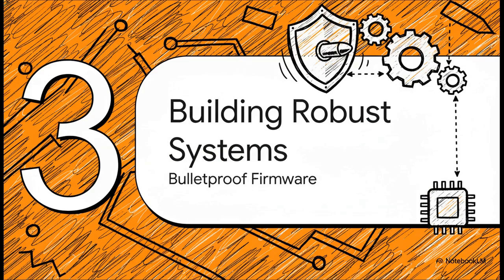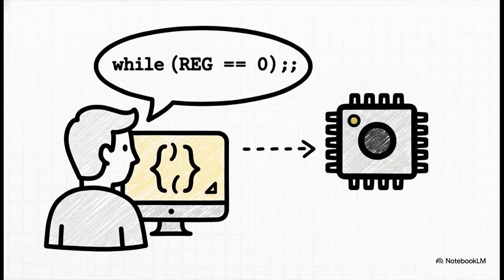Okay, so we've seen how to control the compiler and how to respect the physical world. Now, let's put it all together and talk about how we go from fragile code to genuinely bulletproof firmware. This is all about designing for safety right from the start. So here's a super common situation. A developer needs to wait for a piece of hardware to be ready. So they write this simple loop that just sits there checking a hardware register over and over until its value changes. Seems totally logical, right?